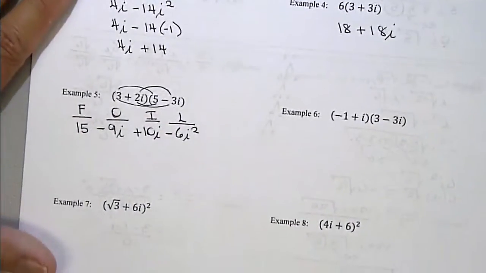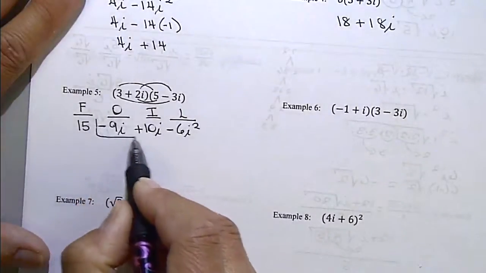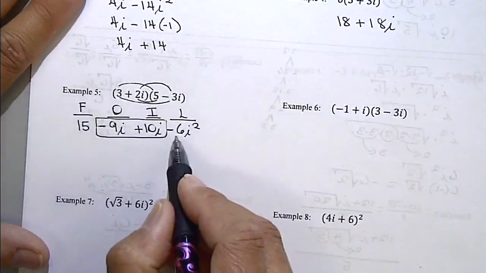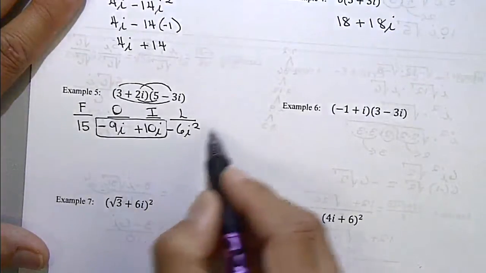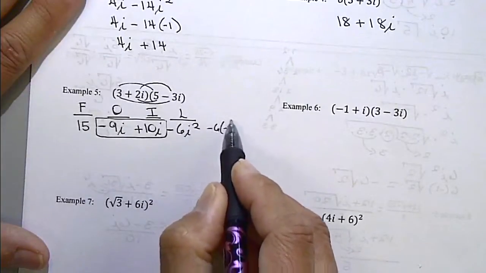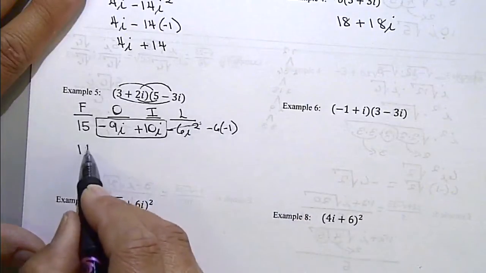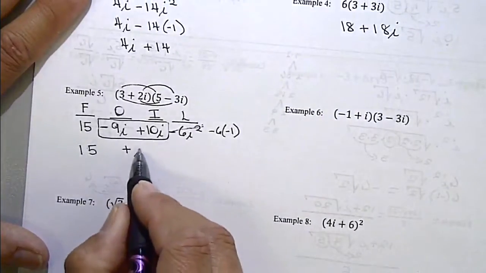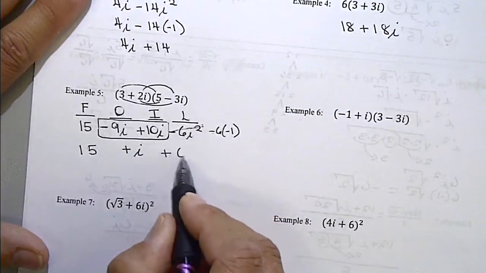Okay, now I'll start working on combining these terms that are alike. Really what I see right away is this. This is really negative 6 times negative 1, isn't it? So if I need to, I go out here and say, replace this by negative 6 times negative 1. What I've got is 15, and when I combine a negative 9i and a positive 10i, I just get a positive 1i. So that's plus i. And I have a negative 6 times a negative 1, positive 6.